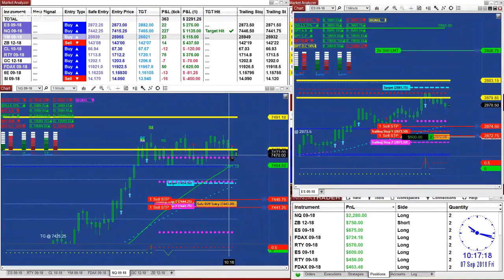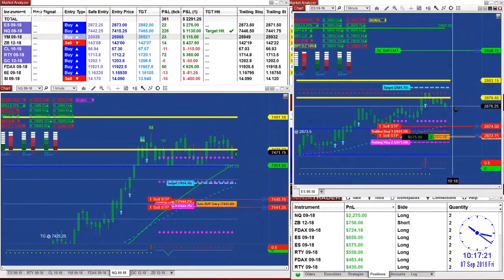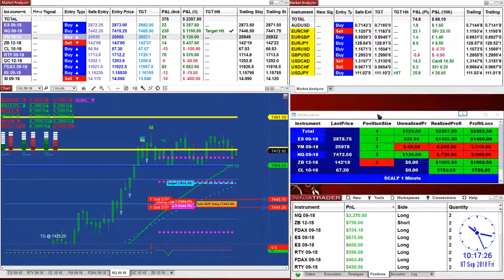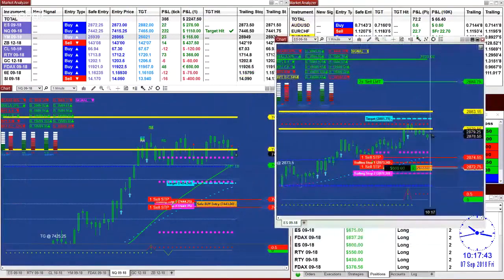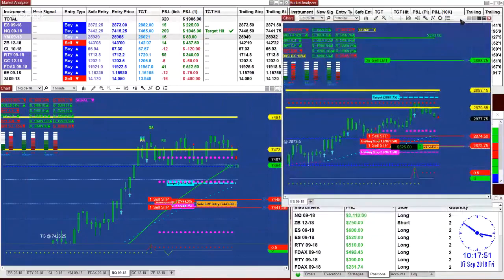So let's see how it's going to play on that trade. The ES on the scalper is long, and the NASDAQ is long on the scalper. This means there is a good potential for that trade. The ES is probably going to retest the 80.50. We will see what will happen on that trade.